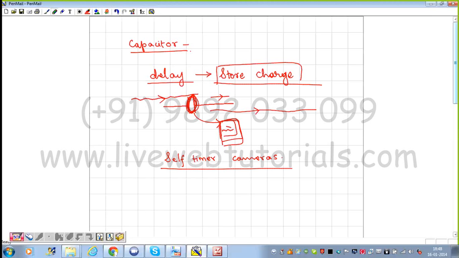For example, in self-timer cameras, you have a certain time like 5 seconds, 10 seconds. You just press the switch. It means at that time you have switched on the current. But the capacitor which is there holds that charge for that much amount of time. And after that capacitance is reached, then the current is allowed to flow. Then the flash happens and the photograph is taken. So this is the basic of the capacitor, the delay that is caused due to the storage of charge.